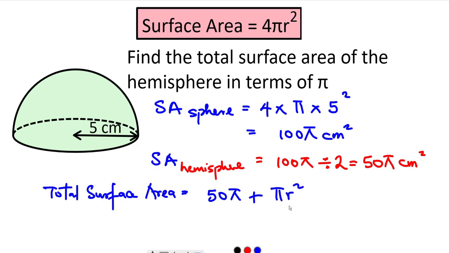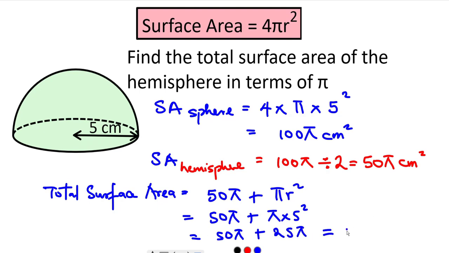Remember, it's a circle, so that's why I have pi r squared. And we know the radius there is actually 5, so we can go 50 pi plus pi times 5 squared, which is 50 pi plus 25 pi. And if you add these two values, you get 75 pi. And of course, the units will be in centimeters squared.